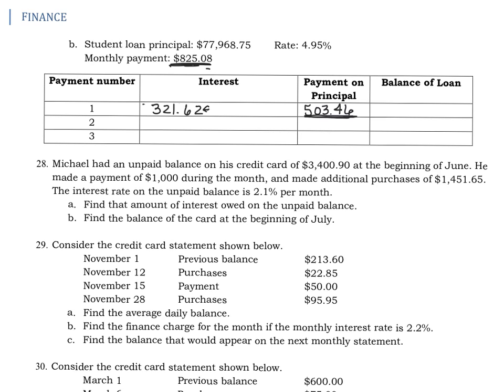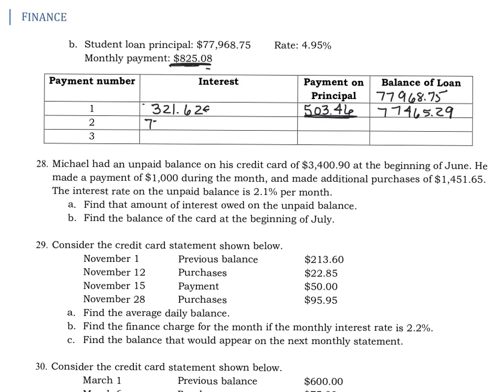So I will take the $77,968.75, and I will subtract from it this $503.46. So our new balance is $77,465.29. Okay, so this becomes our new principal for our next calculation of the interest.